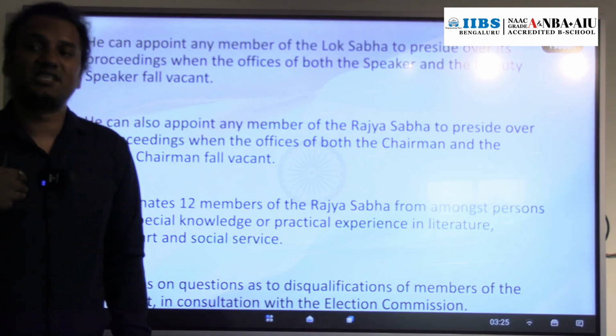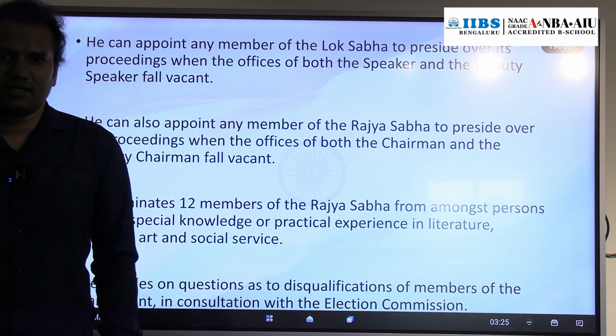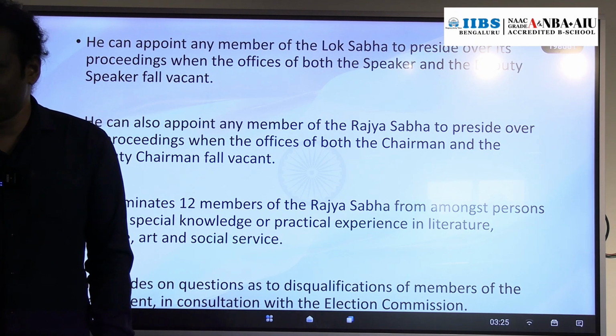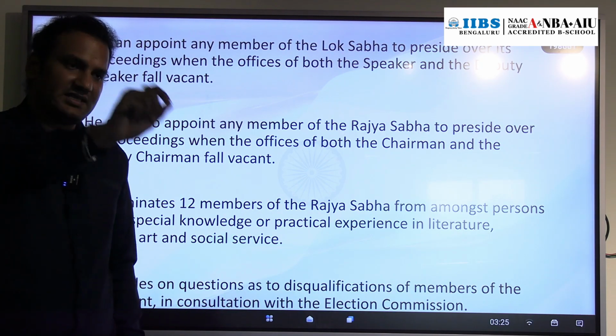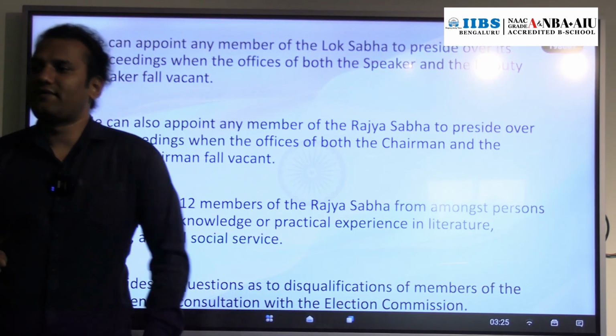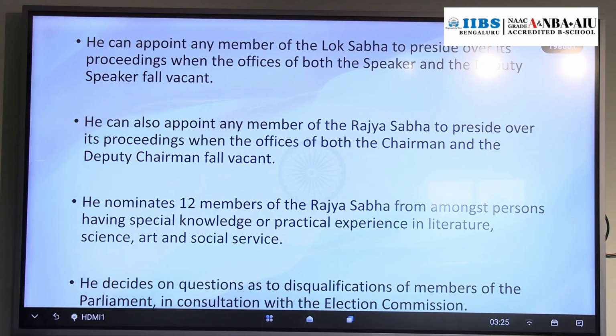The President doesn't have discretionary power. Discretionary or arbitrary power means disqualifying that person without consulting anyone. No, there is no such thing. The President can decide the disqualification of a member of parliament only after consultation with the Election Commission of India. Understood?